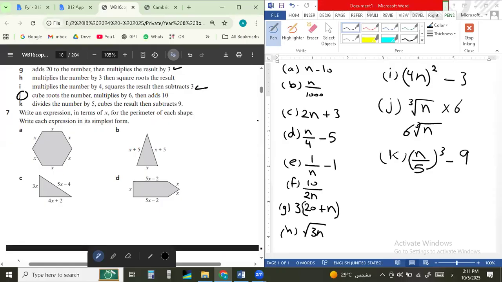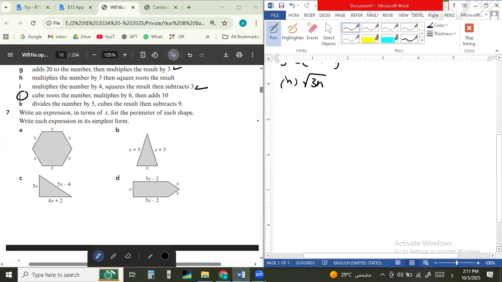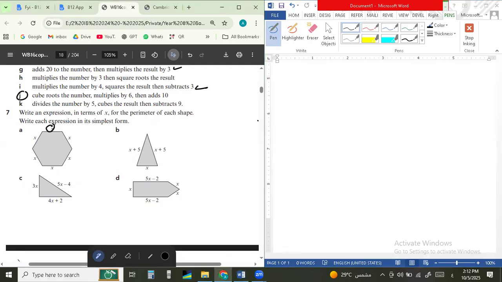Question 7 says, write an expression in terms of x. Let's go down to a new page. Write an expression in terms of x for the perimeter of each shape. Write each expression in its simplest form. So here, with the perimeter we agreed we add the lengths of all the sides. So here it's x plus x plus x plus x. I got 6 x's, so it's 6x. You add them all up, they give you 6x. Here, you add the three sides up, they will give you x plus x plus x, 3x. 5 plus 5, 10.